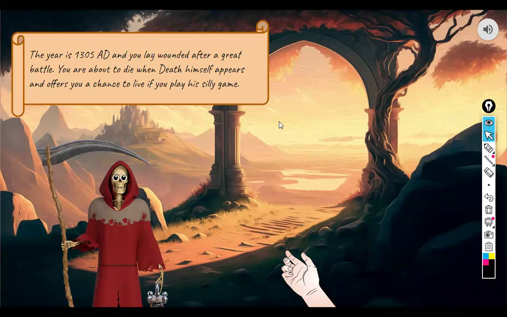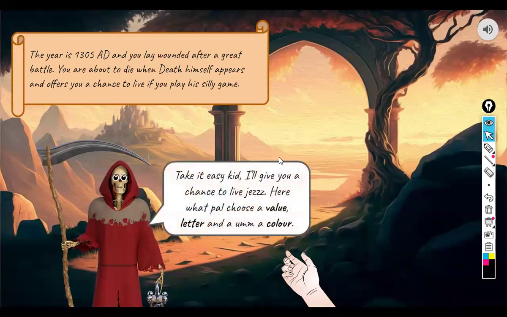So the year is 1305 AD. That's quite a long time ago. And you lay wounded after a great battle. You are about to die. Death himself, you see Mr. Skeleton there, Death appears and he offers you a chance to live if you play his wonderful game. So here's what you need to do.